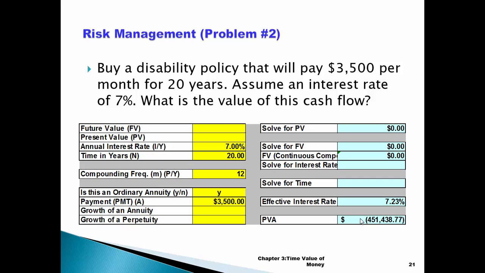We'd like to buy a disability policy that's going to pay $3,500 a month for 20 years. Again, if the interest rate's 7%, what's the value of that cash flow? How much disability insurance do we need? The annual interest rate 7%, 20 years, monthly payments. We're talking about receiving $3,500. Again, the solution is we need a policy that's worth $451,000 odd.